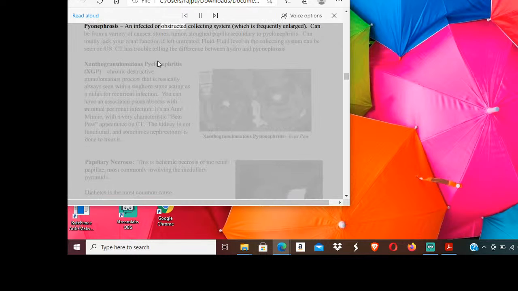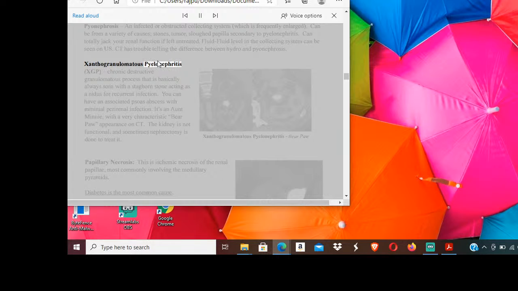Pyonephrosis, an infected or obstructed collecting system, which is frequently enlarged. Can be from a variety of causes: stones, tumor, sloughed papilla secondary to pyelonephritis. Can totally jack your renal function if left untreated. Fluid level in the collecting system can be seen on US and CT. US has trouble telling the difference between hydro and pyonephrosis.